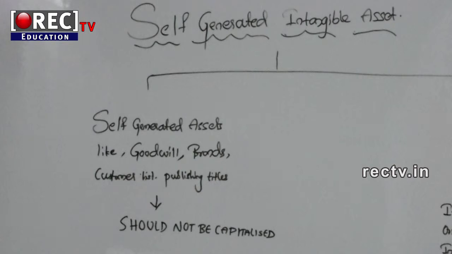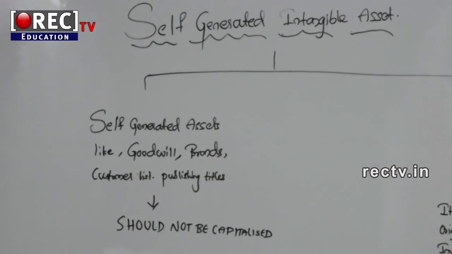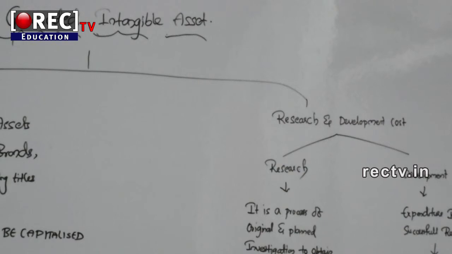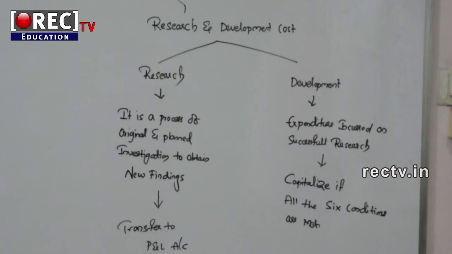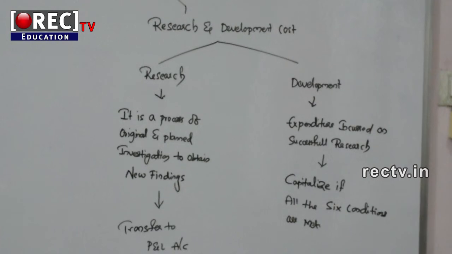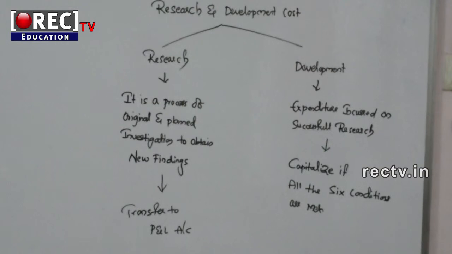And when we go to the second part, that is research and development. Research and development is again divided into two, that is the research phase and the development phase. The research phase is a process of original and planned investigation to obtain new findings. It means you are doing research to find something new. The cost incurred in this process should be transferred to the P&L account. You should not capitalize it.